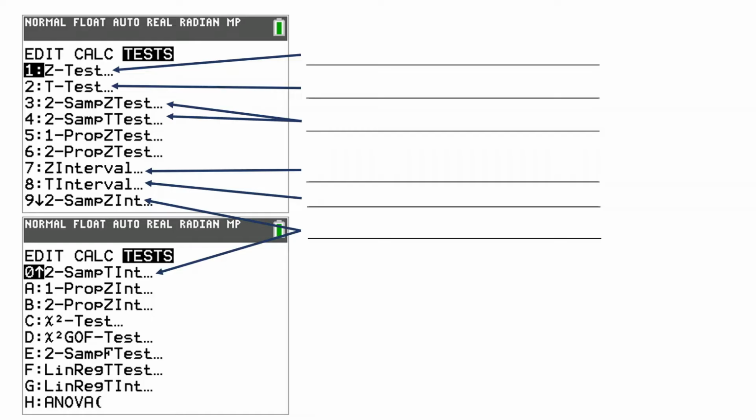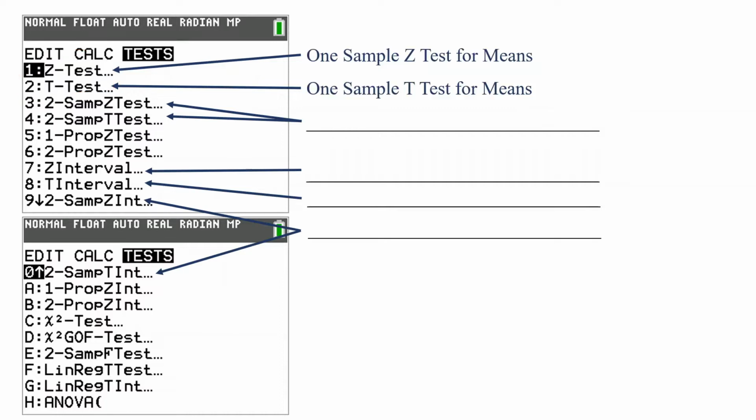Okay, so first up, we have these two, 1 and 2 right here, just the plain z-test and t-test. Those are going to be the one sample z-test and the one sample t-test, both for means. Something to help you out with this on the TI-84 is that whenever there is a prop, that's when you are dealing with proportions, right? Your 1 and 2 prop z-test and your 1 and 2 prop z-interval. Anything else is going to be a test for means, okay? So your z and t test right away, that's going to be for means.